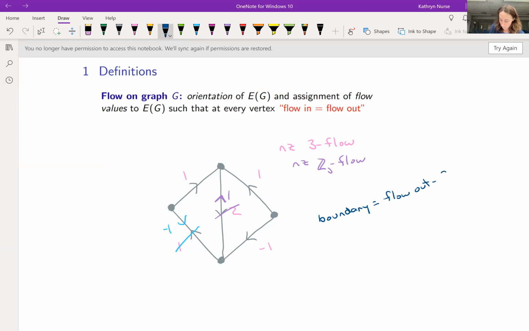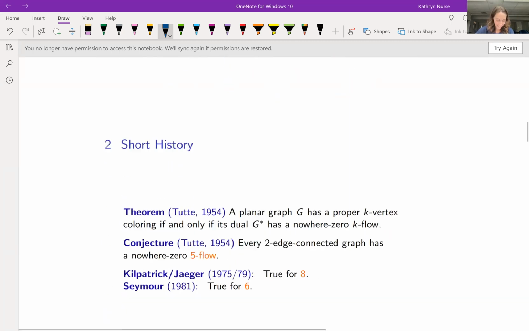So then the boundary at these vertices, I'll write them in the integers. At the top vertex here, the flow out is 0, the flow in is 3, so the boundary is -3. Down here we get 3, and here we have 0 and 0. So when I talk about boundary, I'll just say that's the boundary. Okay. Any questions? Too easy.